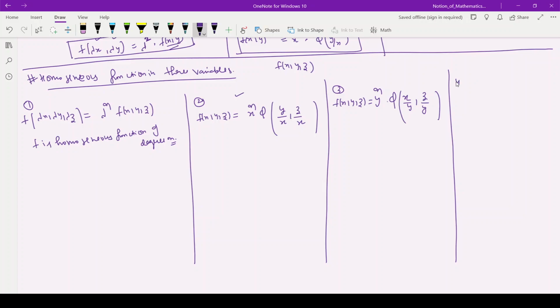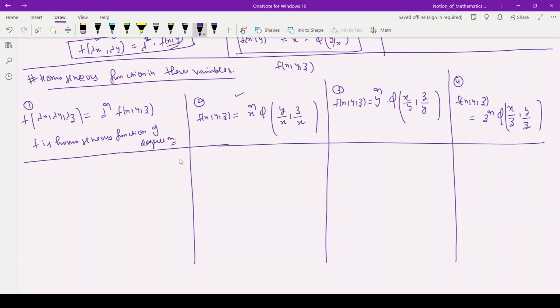And the last way is, if I can write f(x, y, z) equals z to the power n into a function of x upon z and y upon z, then also we will say that it is a homogeneous function of degree n. Now students, I will be taking one example in each and every aspect here, and our example is f(x, y, z) equal to, suppose, (x square plus y square plus z square) upon (x plus y plus z).